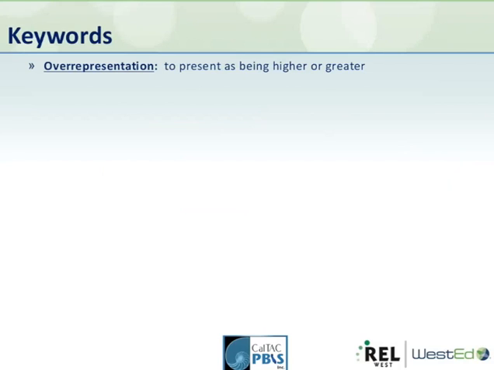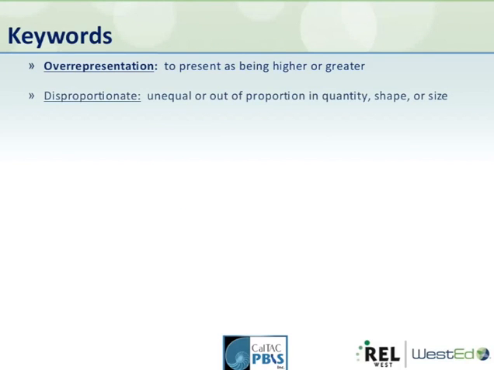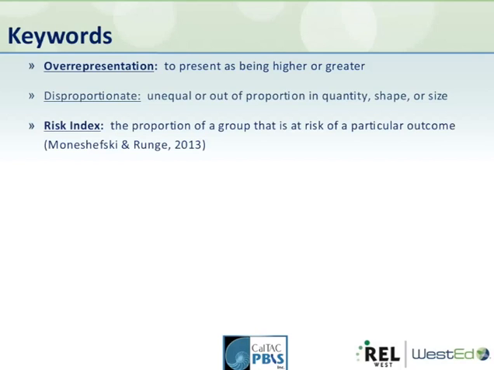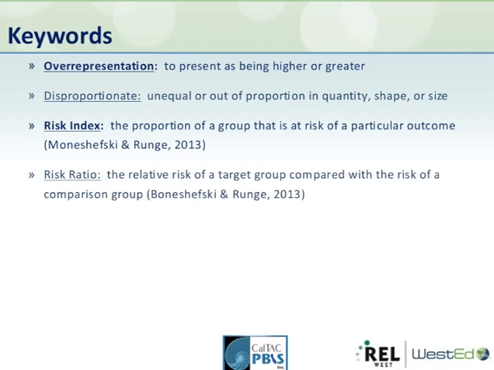So overrepresentation is obvious, and then the idea of what is disproportionate, meaning that it's unequal. The risk index might be something that's new to some of you, and maybe some data that you're not collecting. It's the proportion of a group that is at risk of a particular outcome. So I'm going to talk about that more as we go through this presentation.